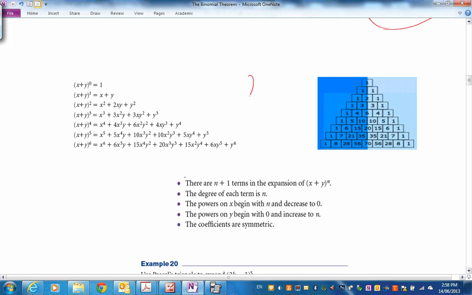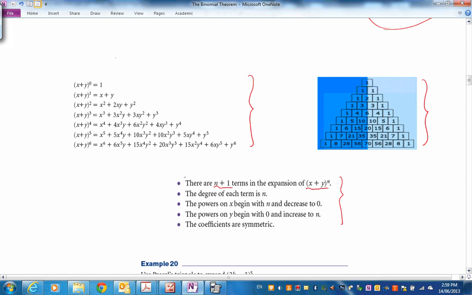So here are the first 6 expansions of that binomial expression x plus y, and here is the way in which we can actually find the number of each of those terms. But what we've got now is, let's have a look at some properties and see if we can track these through. There are n plus 1 terms in the expansion of (x plus y) to the n.